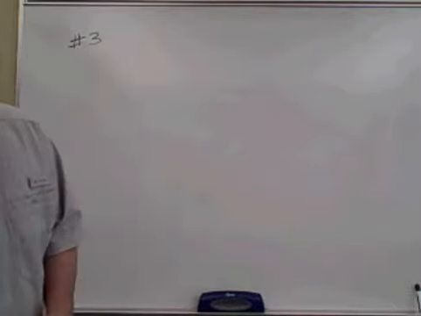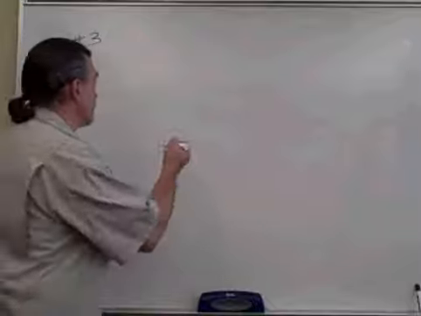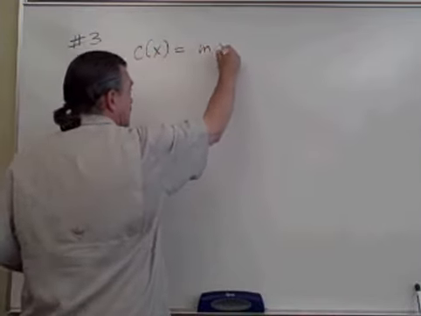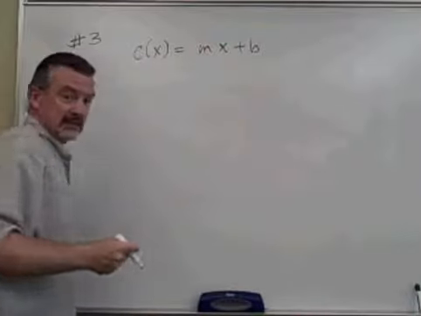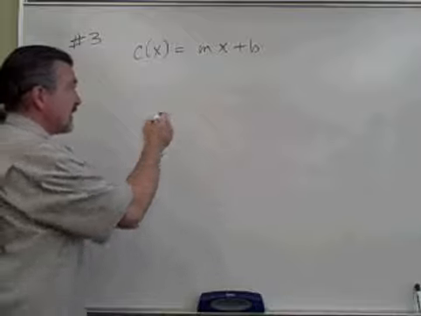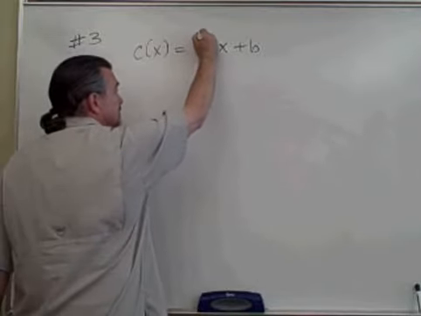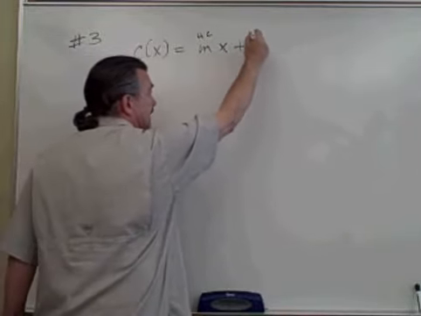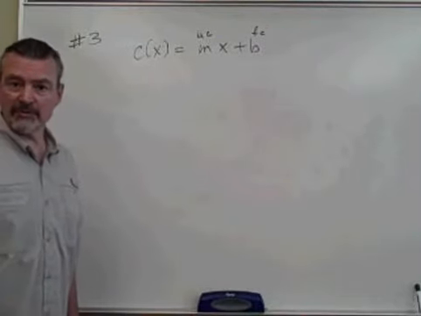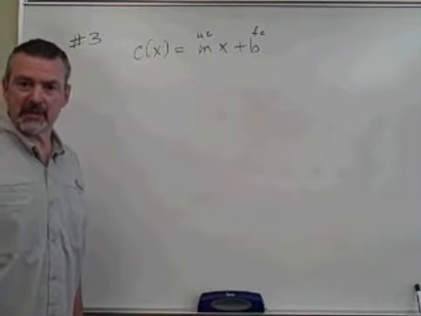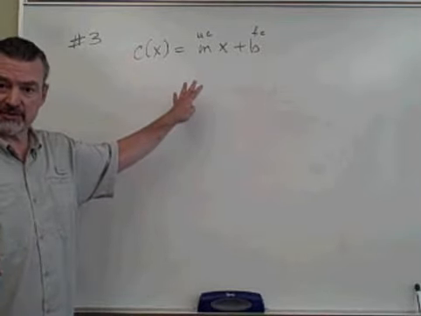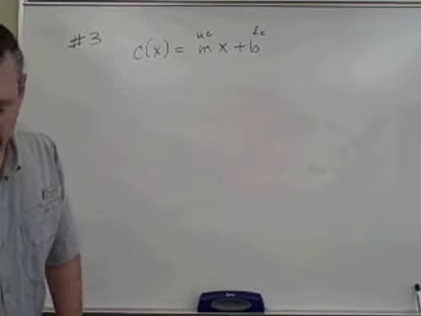Well, remember, a cost volume function is a linear function, linear equation in two variables, where the slope is the unit cost and the y-intercept is the fixed costs. Now, both of those we were specifically given in the problem, weren't we? So we can immediately write this cost function. We don't have to do any calculations.